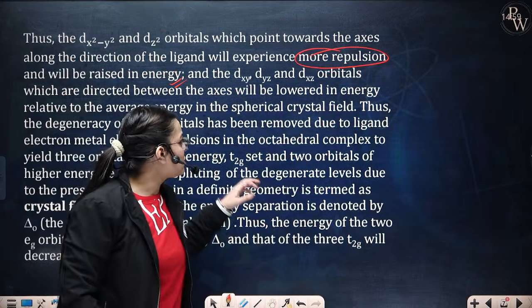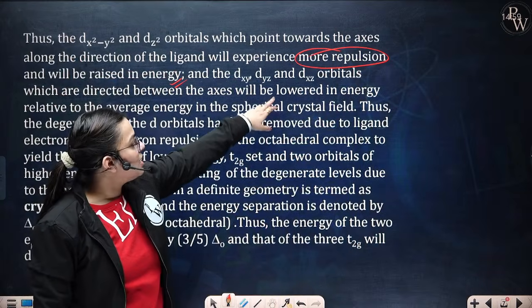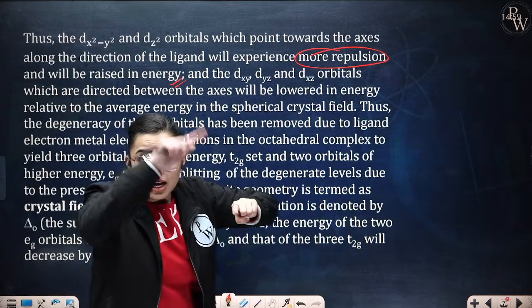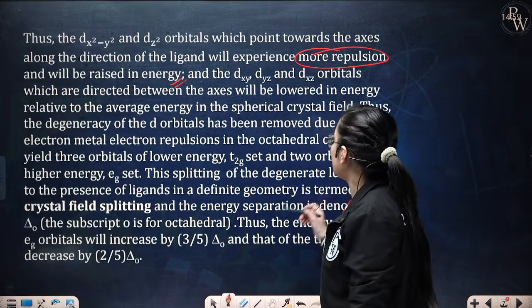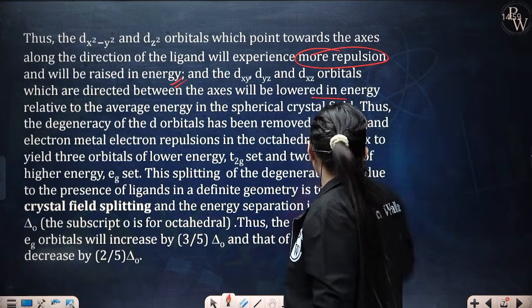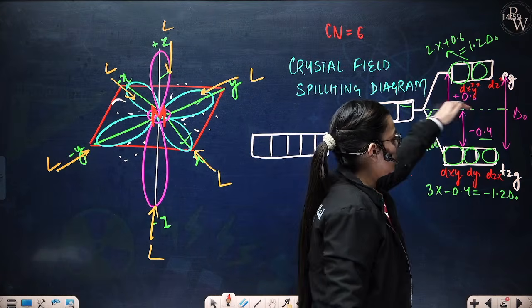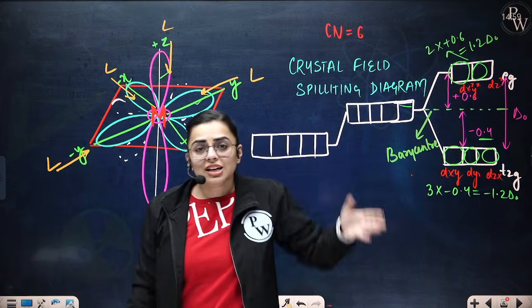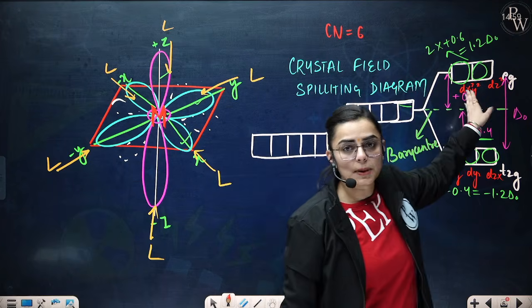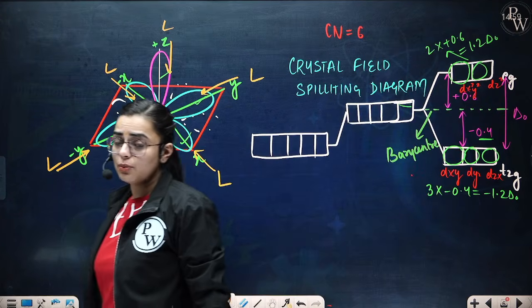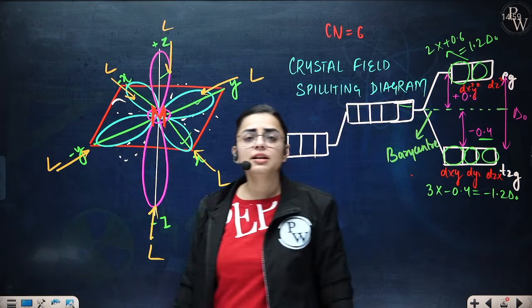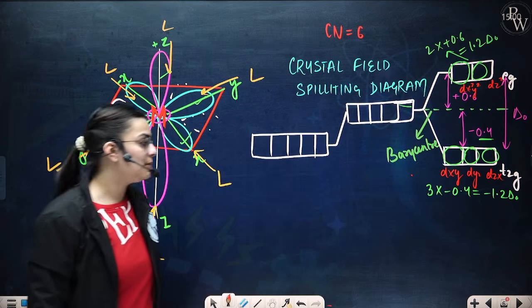That's why. Now see, the next thing they say is that the dxy, dyz and dzx orbitals, which are directed in between the axes, will be lowered in energy relative to the average energy in the spherical field. Now see, this was the average energy and they are lowered by that energy. The eg orbitals experience repulsion, so they have higher energy than the expected one, the very center one, and these have less energy than the very center one. So simple, quite simple. Great.